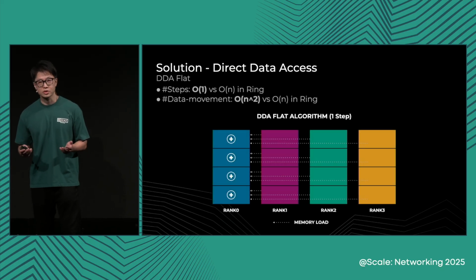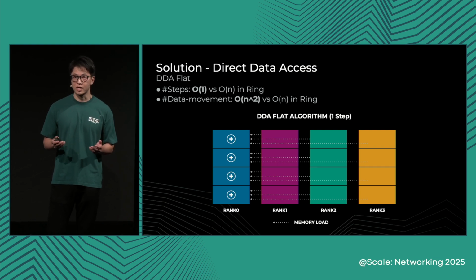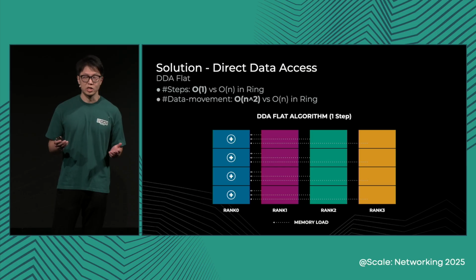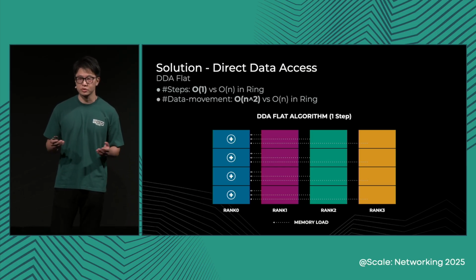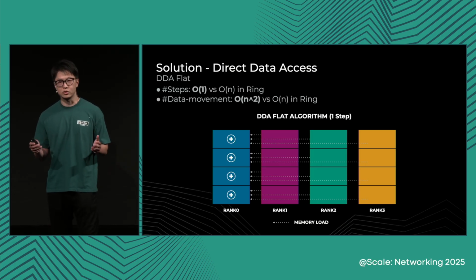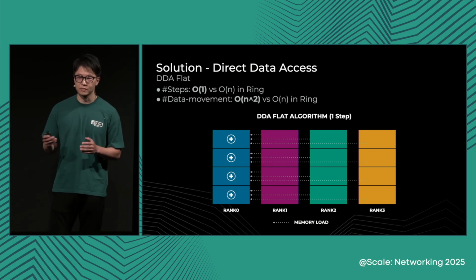So here we introduce something called direct data access, or DDA for short. The DDA algorithm comes with two variants, DDA flat and DDA tree. Many of you might already be familiar with the classic ring algorithm when we perform all reduce. In the ring, it basically does all reduce in two phases. In the first phase, we do a reduce scatter. We send the data from one rank to another, which takes O(n) time. And in the second phase, we do an all gather, which takes another O(n) time.